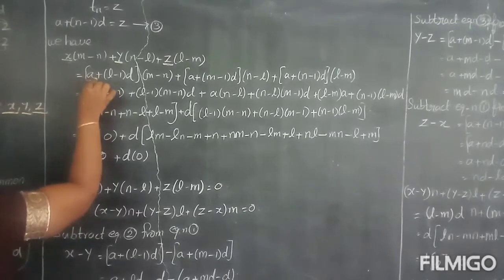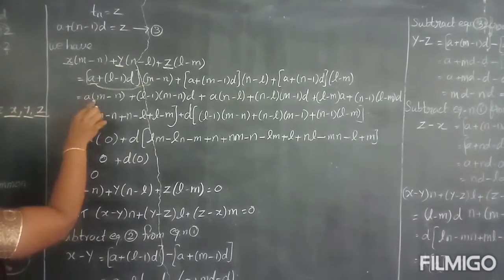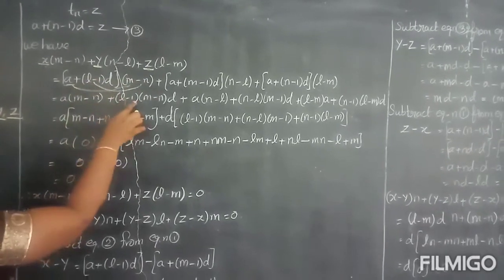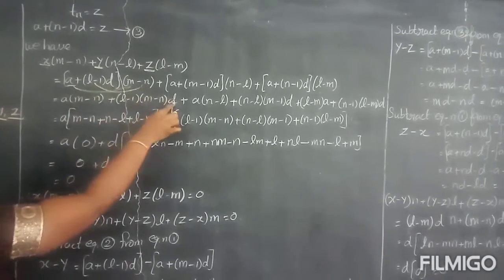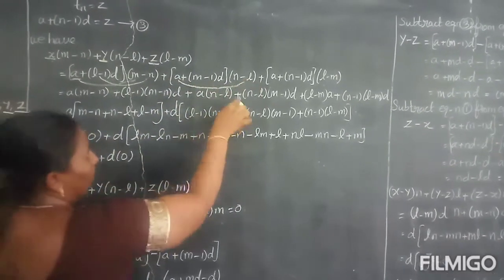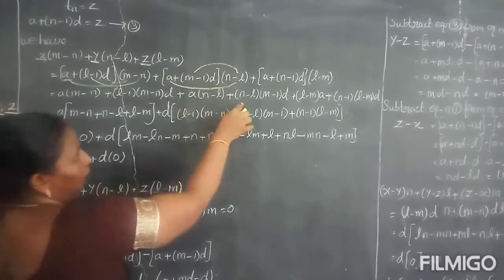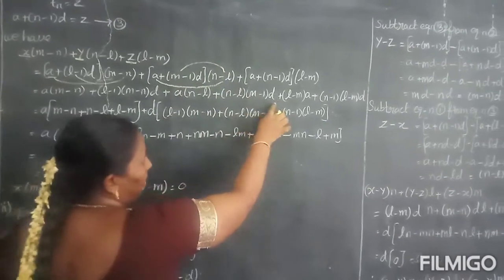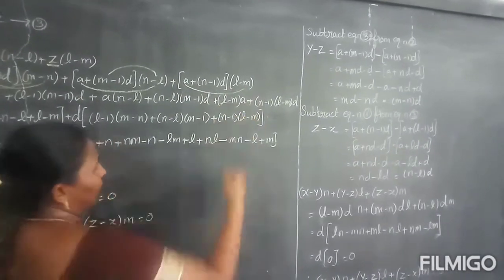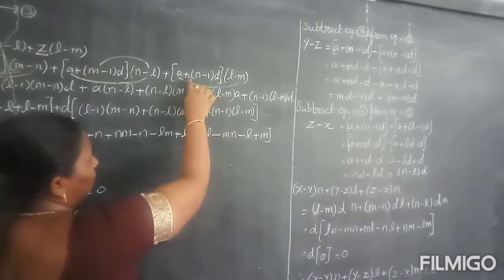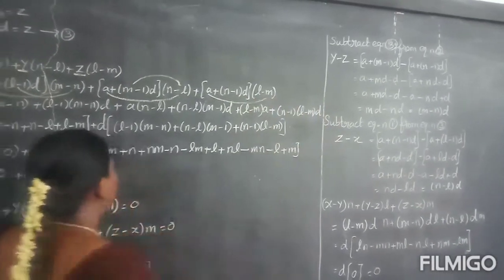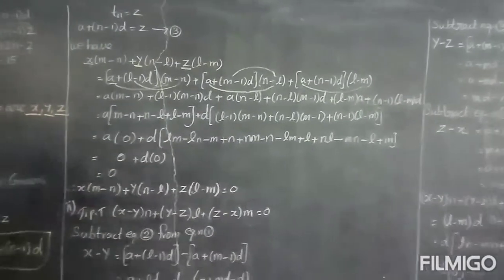So a into (m minus n), right? a into (m minus n) plus multiply these two: (l minus 1) into (m minus n) into d, plus next a into (n minus l), plus (m minus 1) into (n minus l) into d, plus next a into (l minus m), nothing but (l minus m) into a, both are same, you know. So plus (n minus 1) into (l minus m) into d. Is it clear up to this step? Move on to next one.